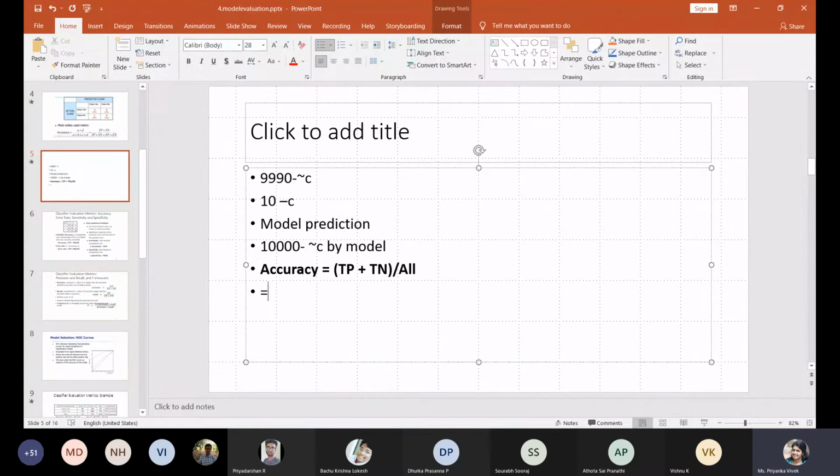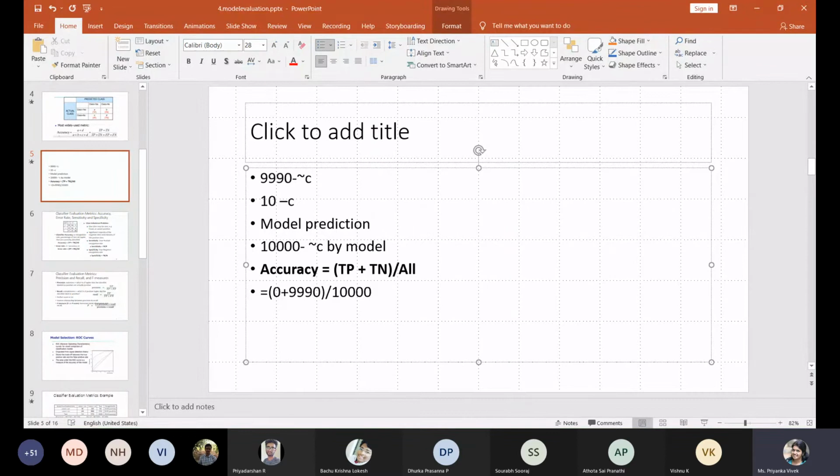The model has not predicted anything as positive. Positive means cancerous and negative means no cancer. So here we don't have anything as true positive. And what is true negative? How much is correctly predicted? 9990 are correct, isn't it? These are the correct predictions. But what is our denominator? It is the whole sample, so it is 10,000.